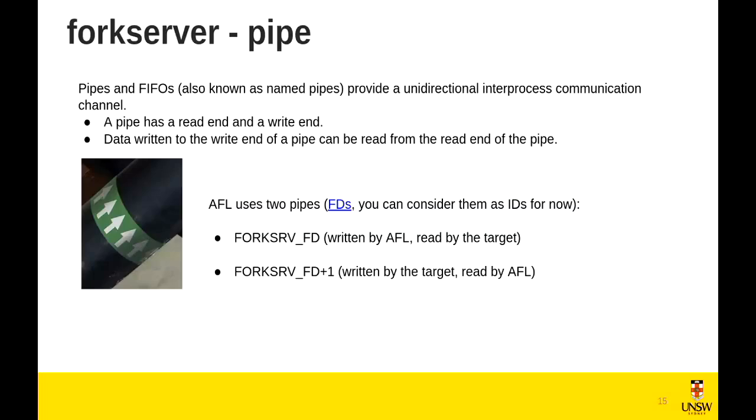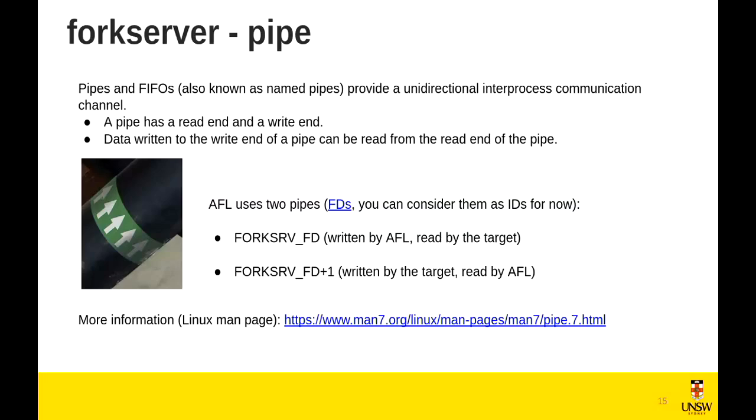AFL actually uses two pipes for communicating with the target program. One of them is written by AFL and read by the target program. The other one is written by the target and read by AFL. So you can imagine AFL creates two files. With one file, AFL writes content but doesn't read. With the other one, AFL listens to the changes of that file. And the target program does similar things with those two files. So this is a pipe.